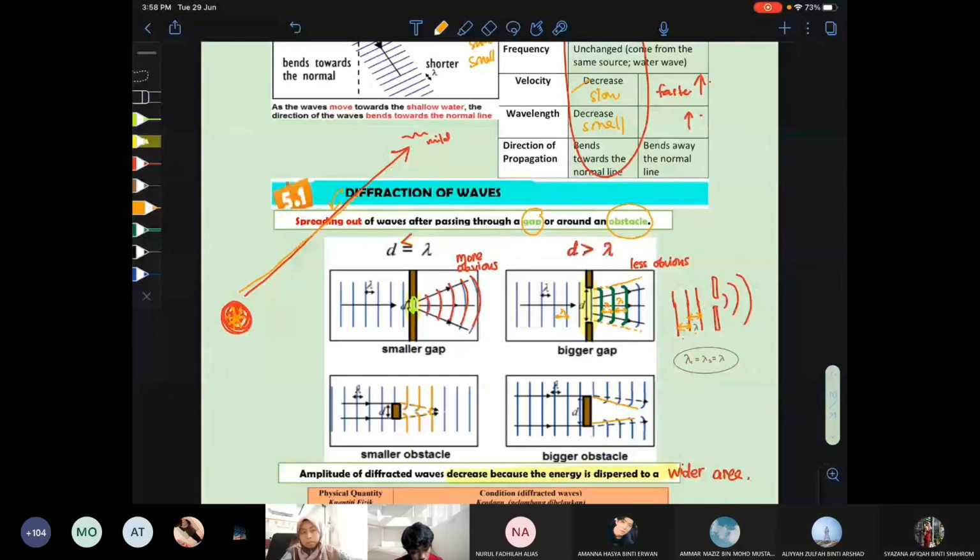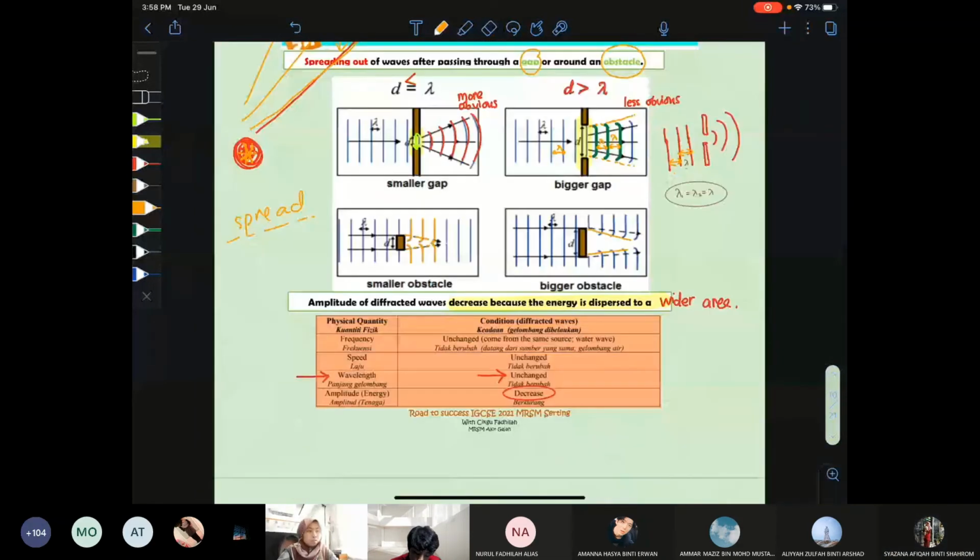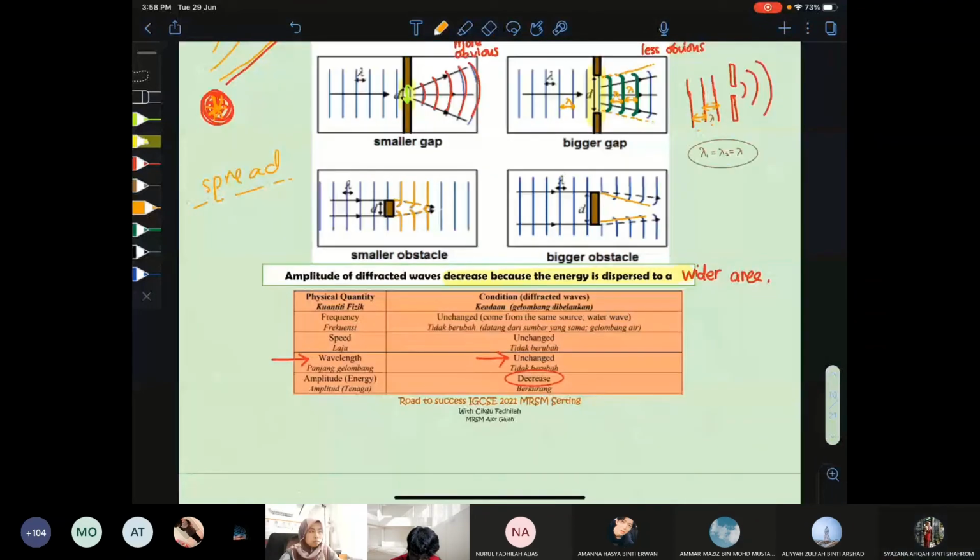Apa? Spread, kan? The word is spread. Okay, the energy has been spread over a larger area. Therefore, you need to know the amplitude decreases. Cara lain apa lagi? Bukan analogi lah, situasi yang buatkan awak senang nak faham.